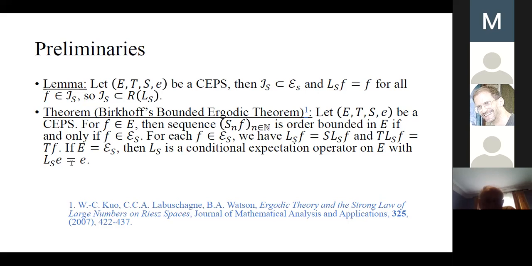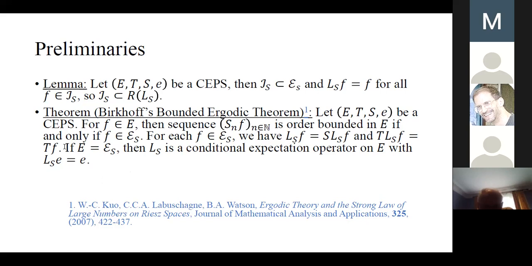And finally, if E, the Riesz space, is equal to this calligraphic ES, then we have that LS is a conditional expectation operator on E with another property that LSe is equal to e. So this weak order unit e, which obeys Te equal to e, does the same here. LSe is equal to e.